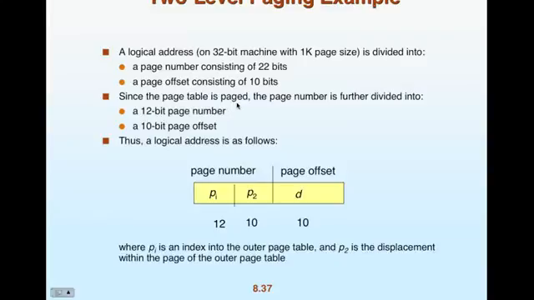So since the page table is paged, the page number is further divided into a 12 and a 10, with the offset after it. It's nothing more than adding another hierarchical level to it, another level of abstraction to break down the segments or the separation.